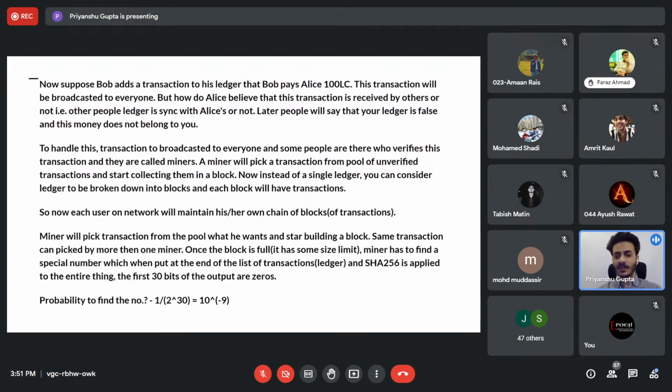Suppose miner 1 is there and miner 2 is there. They both are listening to the transactions in the unverified pool of transactions. Now they have made the block. Let me use some other software. Okay, let me do that.